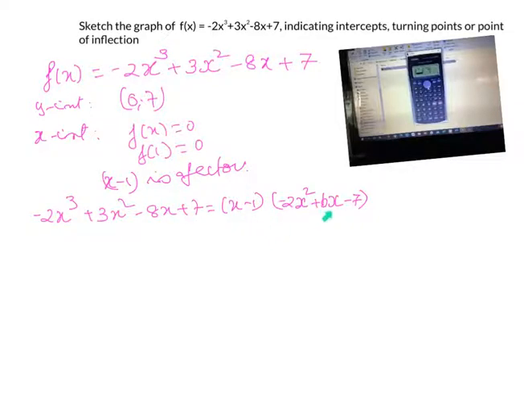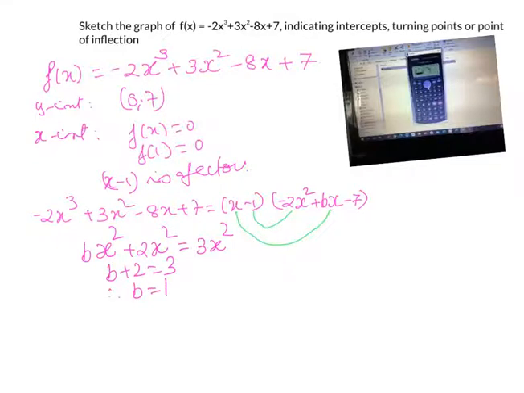So I have to find the middle term, that is bx. What I will do is expand. If I expand, I look at the terms x times bx, which is bx squared, and 1 times negative 2x squared. These are the terms that give me the x squared: bx squared plus 2x squared, and it should give me 3x squared. That is, b plus 2 is equal to 3. Therefore, b is equal to 1. Therefore, my factors are (x - 1) times (-2x² + x - 7). So these are my factors of f(x).